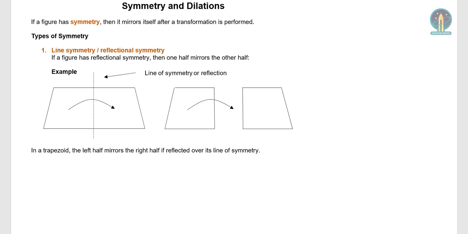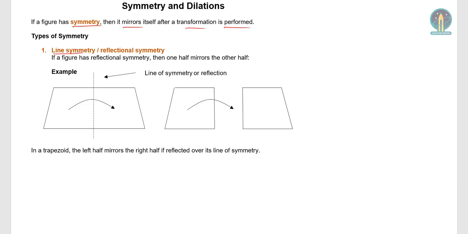In this concept, we're going to talk about symmetry and dilations. So if a figure has symmetry, then it mirrors itself after a transformation is performed. So there are different types of symmetry.